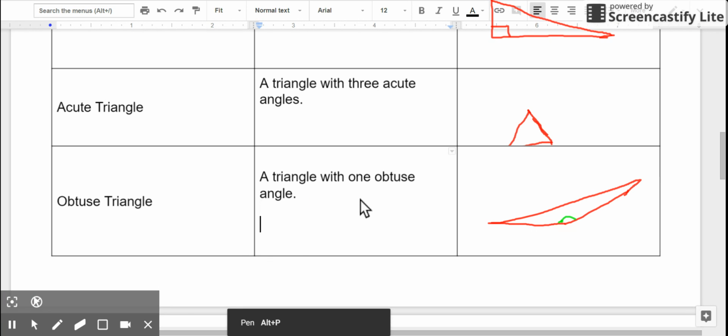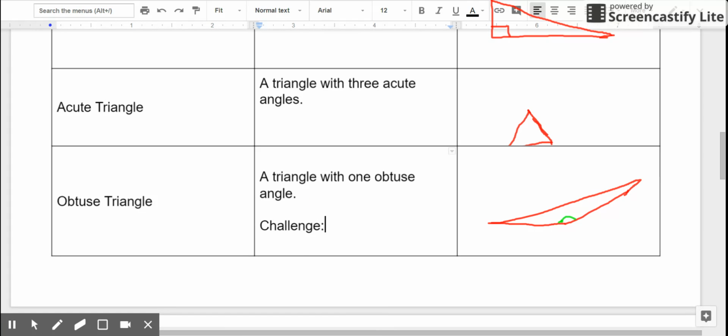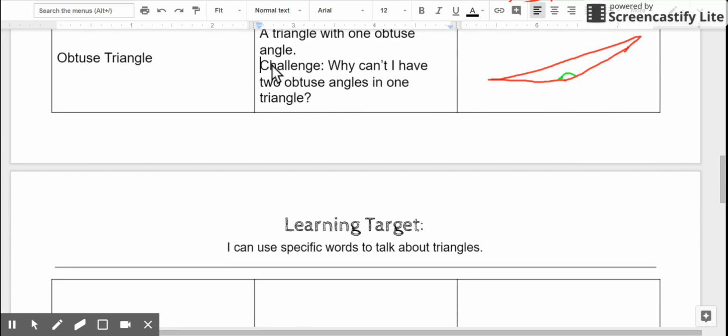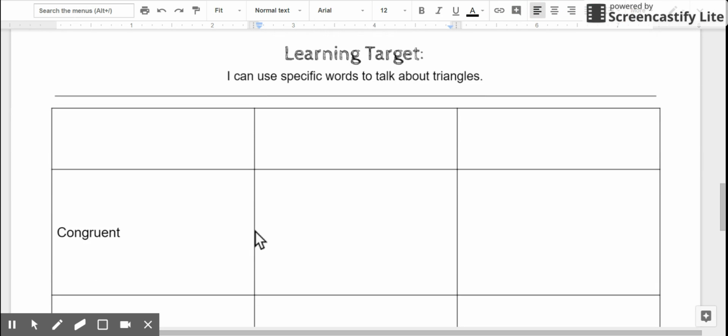My challenge to you is as follows. Why can't I have 2 obtuse angles in 1 triangle? Please try to answer this question on your own.